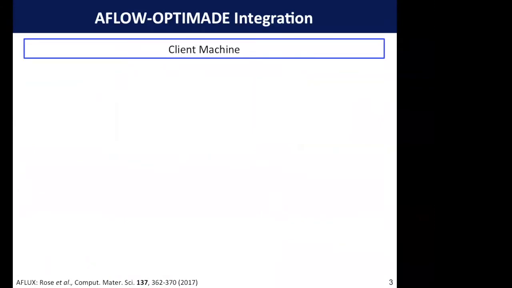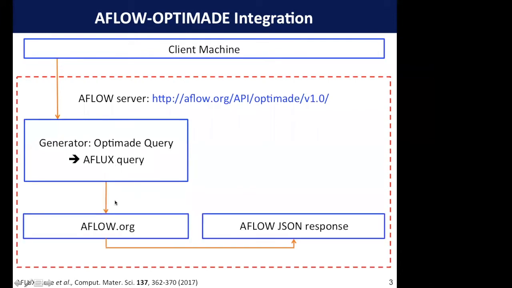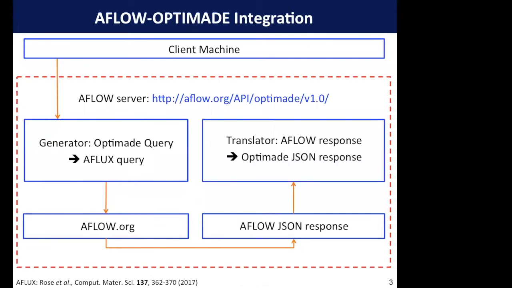Okay, so then first I'll just talk briefly about the architecture we're setting up to make an interface between OPTIMADE and our own API. So we've set up now a server for OPTIMADE, an OPTIMADE endpoint on the AFLOW server at this address. We then have this generator where we basically take in an OPTIMADE query, we turn it into an AFLOW query into our own API. We then query our database, we take our response, and then we translate that back into the OPTIMADE JSON response.